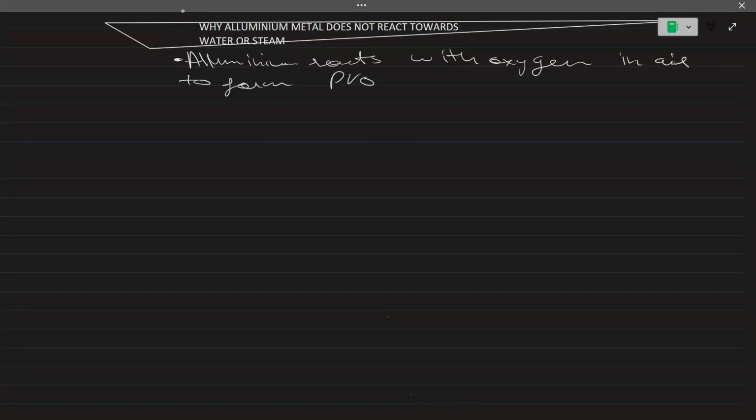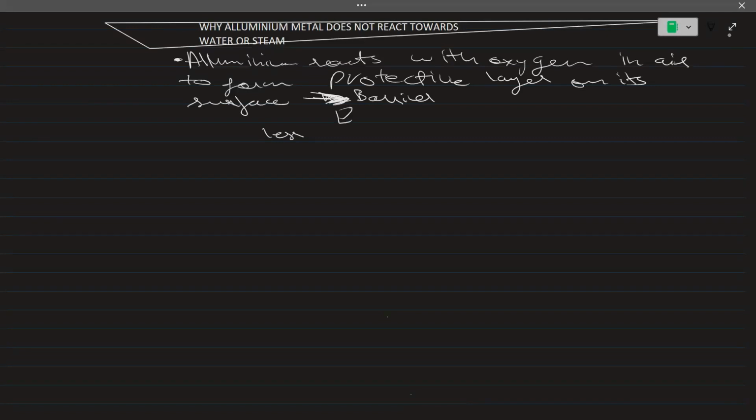To form a protective layer: when aluminium starts to react with oxygen or water, the first layer which does the reaction forms a protective layer on its surface. And what does this layer do? It works as a barrier, which makes it less reactive. And this is an important question which is thoroughly asked in past papers.